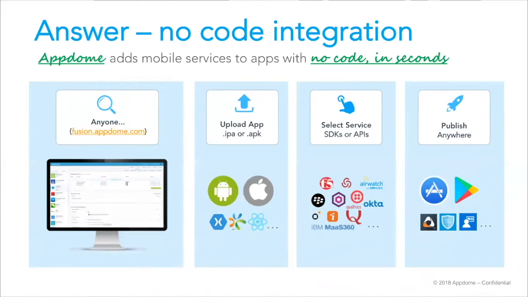Select the service that you want to implement to that application. Click a button called Fuse My App, and within about 30 seconds or so, generate a fully productized application that you can publish anywhere as needed. So whether it's the public App Store, Google Play, or Apple's App Store, or any of the enterprise app stores that are used commonly for internal enterprise distribution, any of the common vendors like BlackBerry, AirWatch, Microsoft Intune, etc.